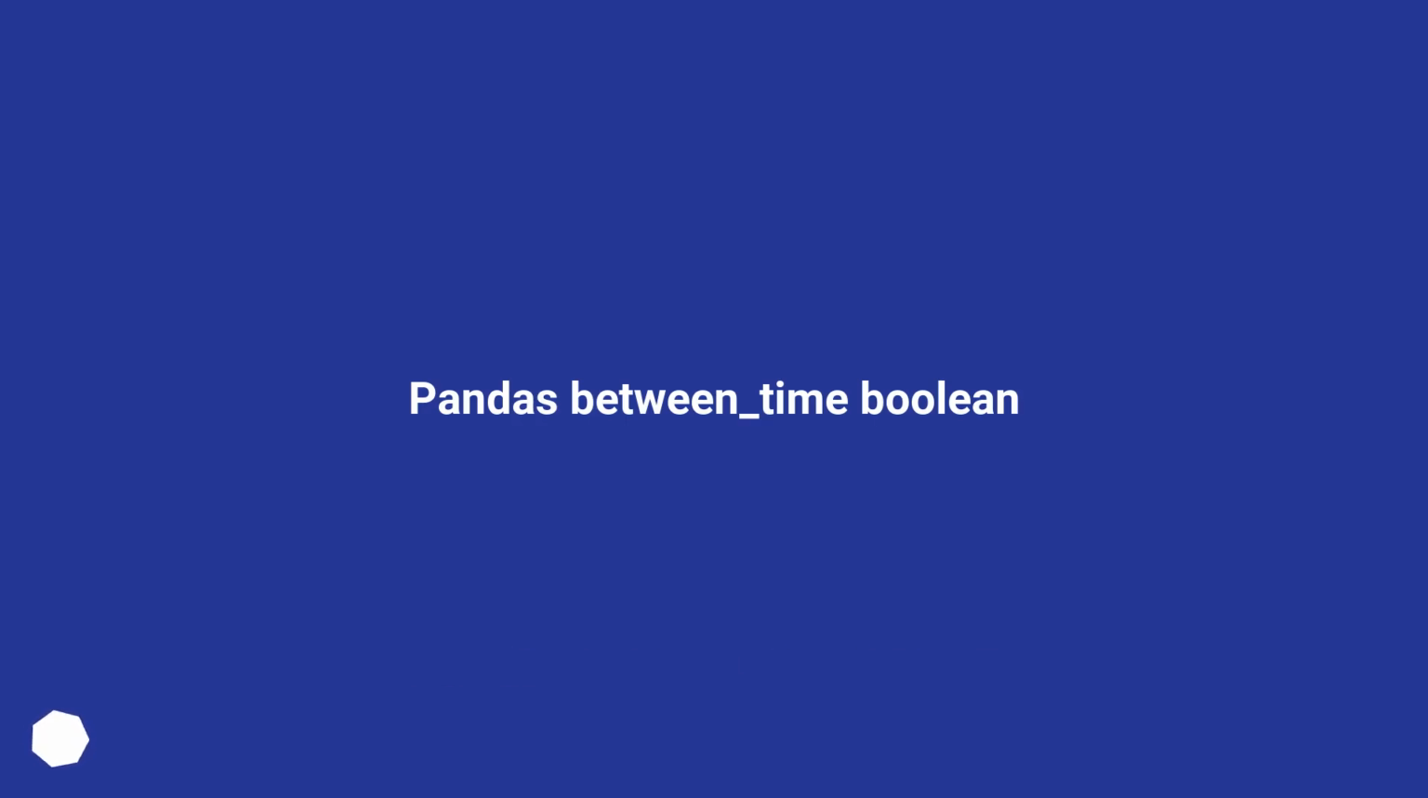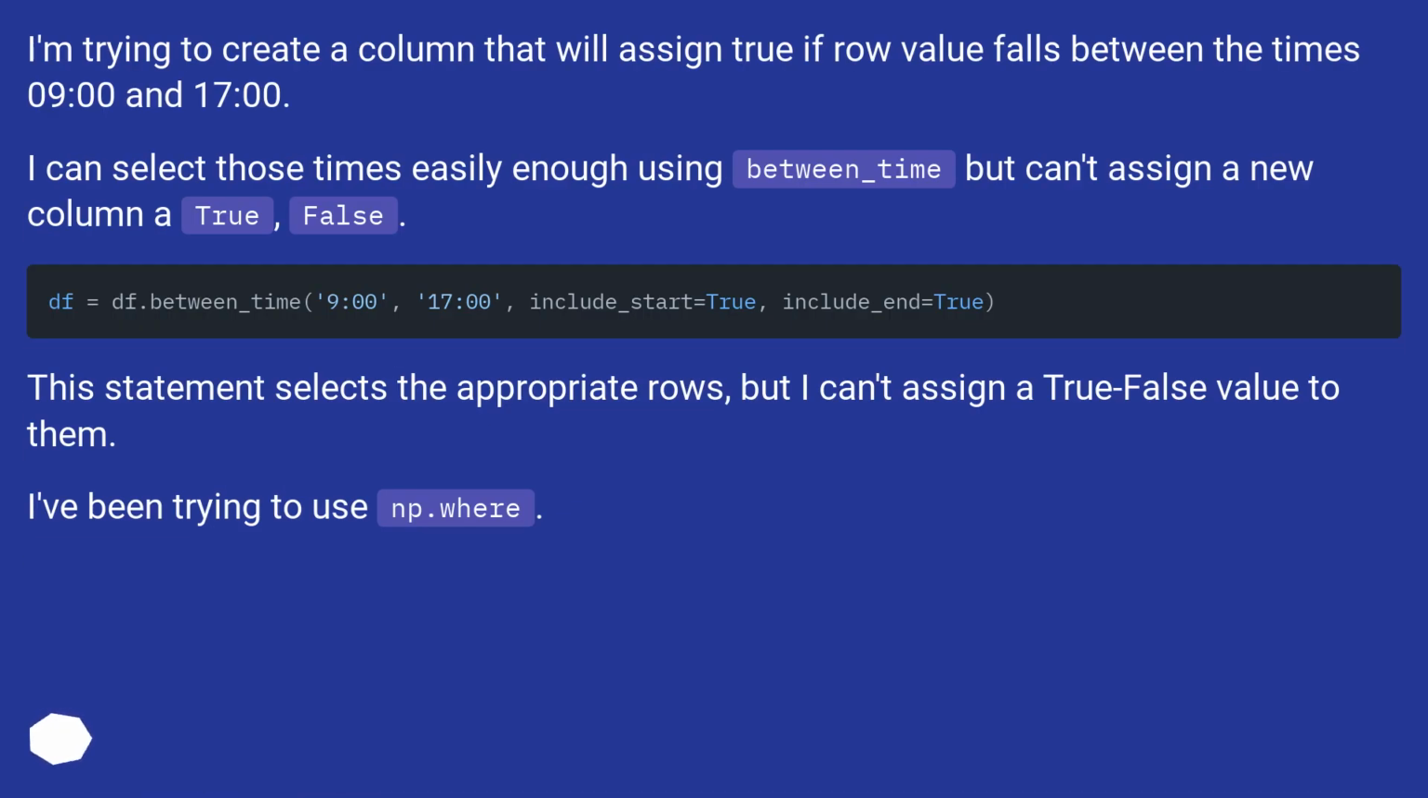Pandas between_time boolean. I'm trying to create a column that will assign True if the row value falls between the times 9 o'clock and 1700 hours. I can select those times easily enough using between_time, but can't assign a new column a True/False. This statement selects the appropriate rows, but I can't assign a True/False value to them.